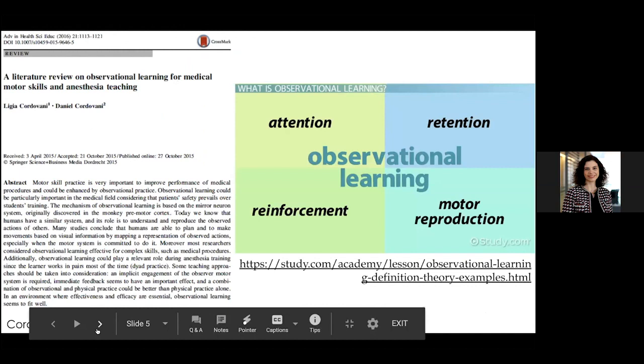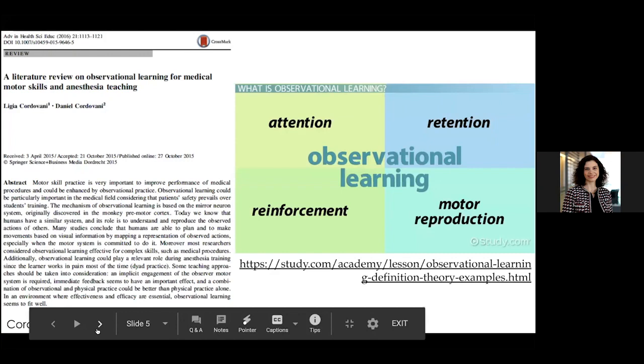So this is a paper that I came across in Advances in Health Sciences Education, which is, I think, a nice overview of one particular concept that's relevant to virtual teaching in our discussion, which is observational learning. If you haven't seen it or don't know much about observational learning, it's worth looking at, particularly if you're operating around teaching of procedural skills and clinical skills.